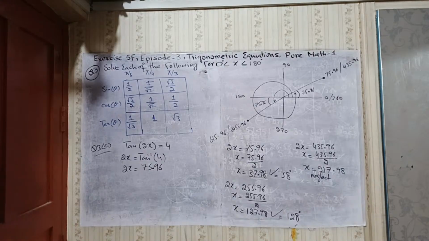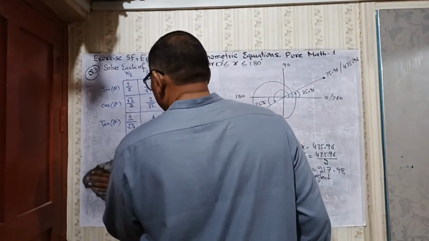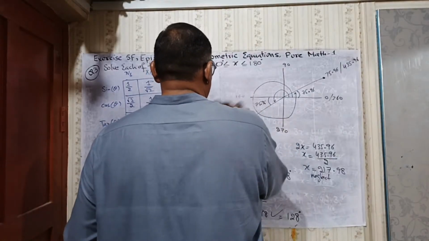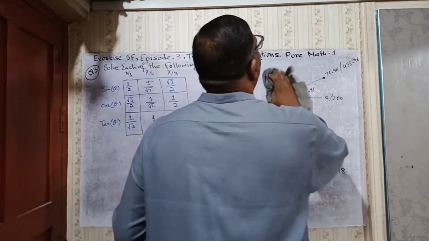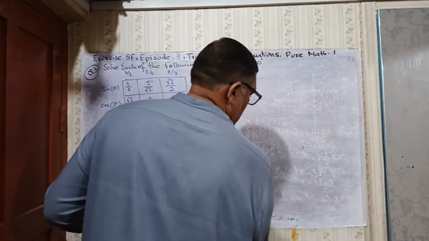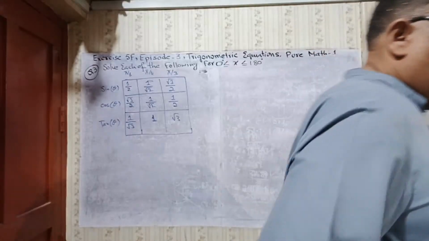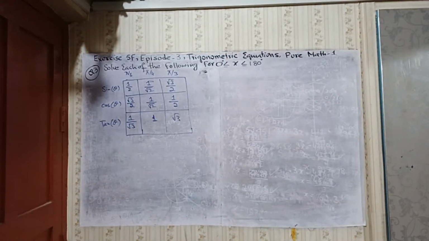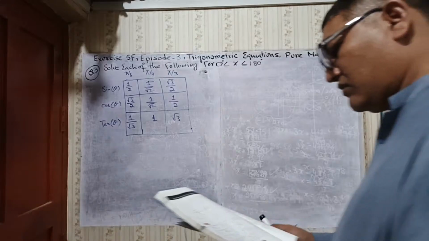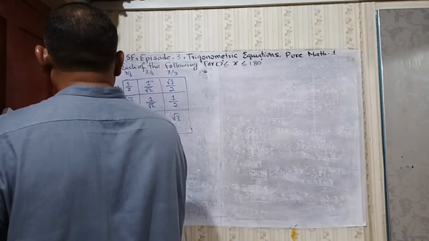Okay, so let's do the next one, sir. Question number 3 and its D part. Now we are going to attempt question number 3 and its D part. Okay. So we have question number 3, its D part.